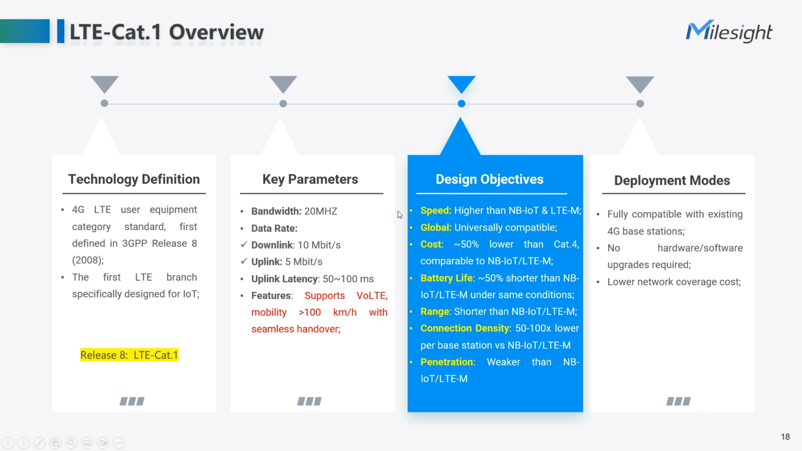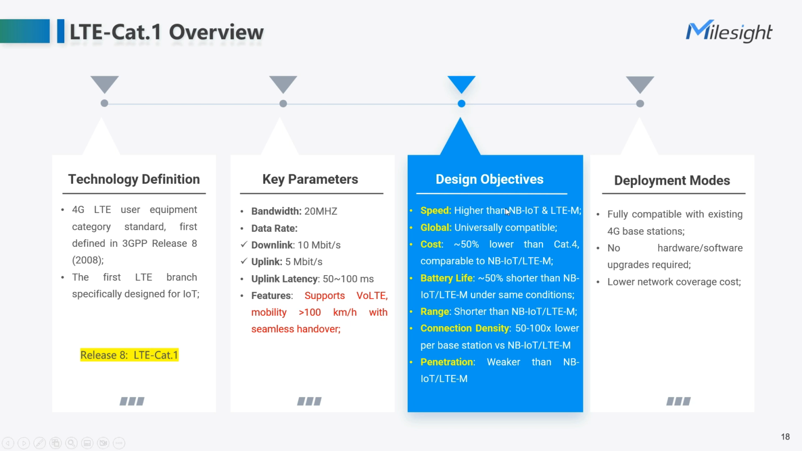In terms of specs, Cat 1 is widely adopted by carriers globally. It offers about 10 megabits per second downlink and 5 megabits per second uplink, with a latency of 50 to 100 milliseconds. It uses up to 20 megahertz bandwidth, operates in full duplex, and supports tower handover, just like your phone. What this means is that Cat 1 can achieve much higher data rates than what's possible with LTE-M or NB. The trade-off: it consumes a bit more power and has a slightly shorter signal range.